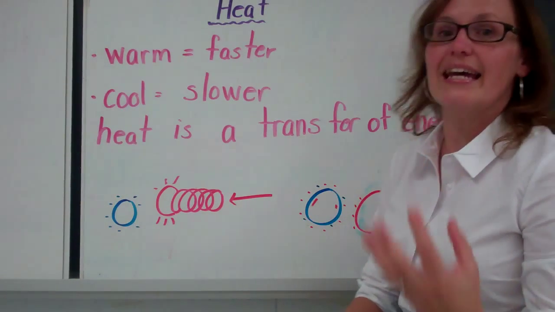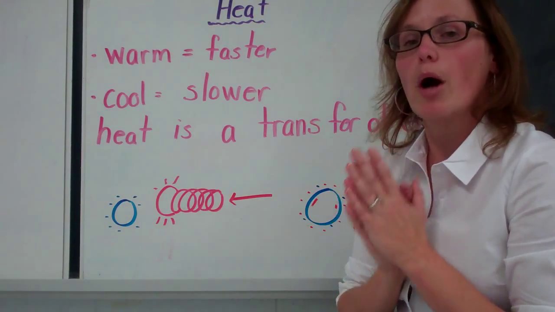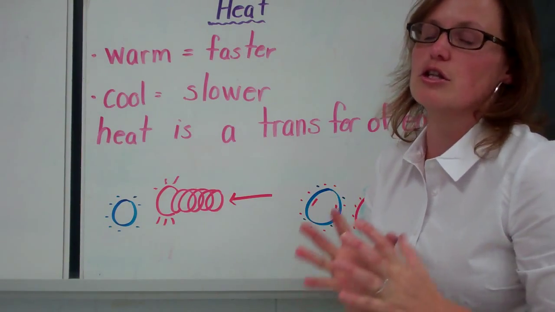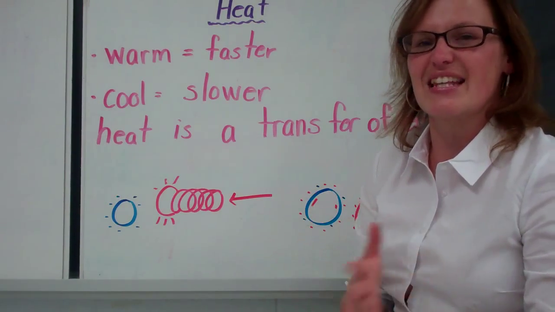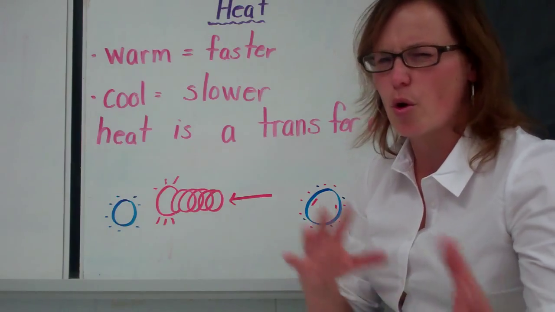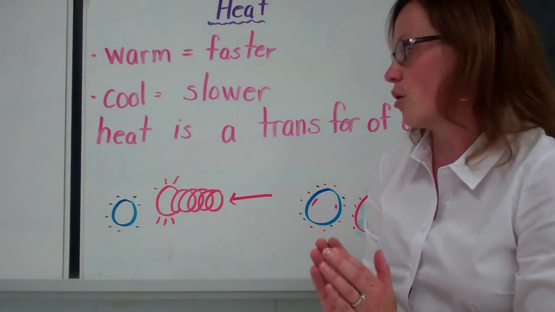Alright, so heat, as we've already learned, is the transfer of heat energy from the particles of a warm object to the particles of a cooler object. So the warmer an object is, the faster the particles are moving, the more they rotate around each other and spread out from each other. The cooler the object, the slower they move.